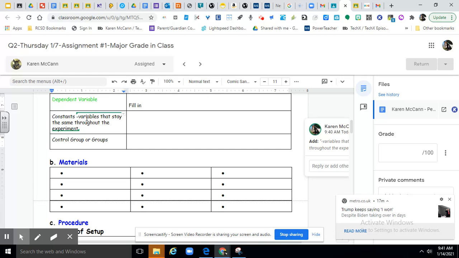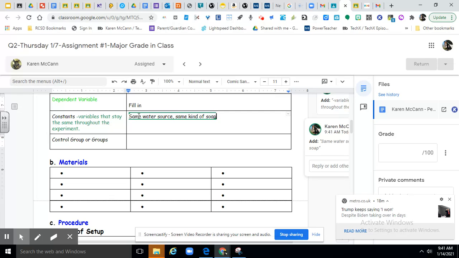When you're thinking of constants, you've got to think about your procedures. So you might want to visually look at your procedures or watch my video about the procedures to remind yourself about what some constants might be. All right. So if you think about what we did at the beginning of this experiment, we actually made sure to use, for example, the same water source. Okay. We also used the same kind of soap. Right?